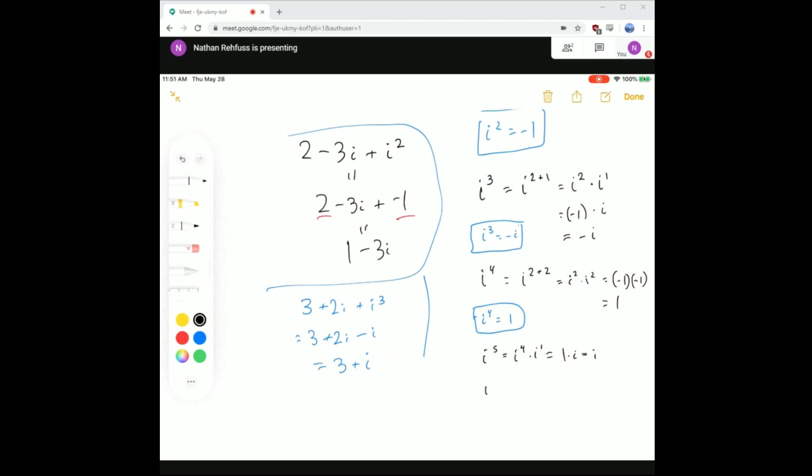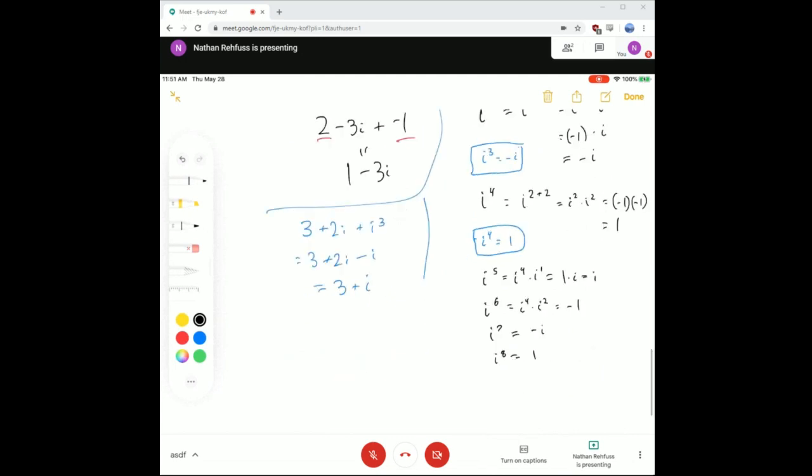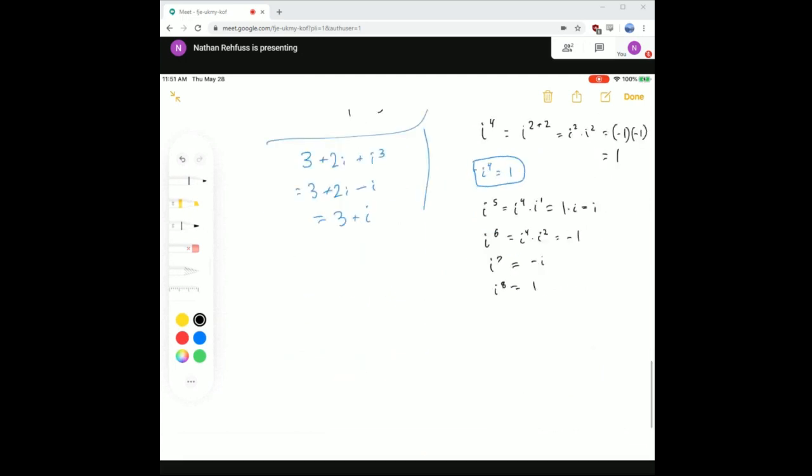And that means i to the sixth is like i to the fourth times i squared. So that's -1. And i to the seventh is -i, and i to the eighth is 1 again. We followed the same pattern. i, -1, -i, 1. i, -1, -i, 1. We're following the same pattern over and over. When I say we go in a big circle, I mean that very, very literally.